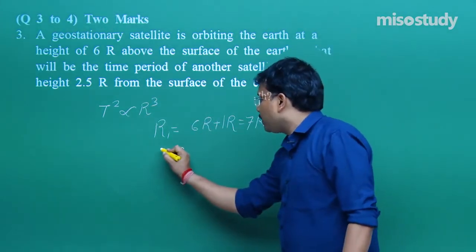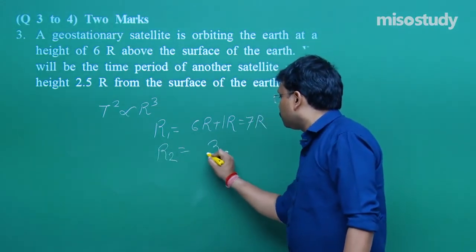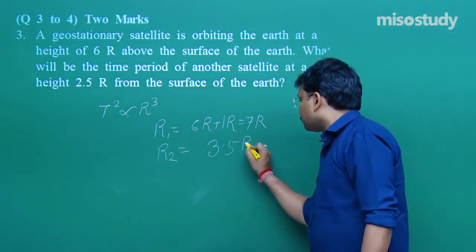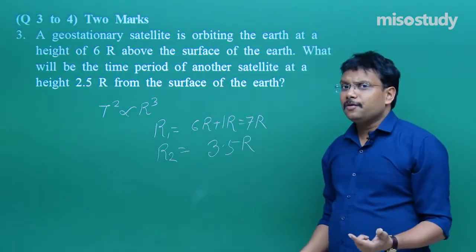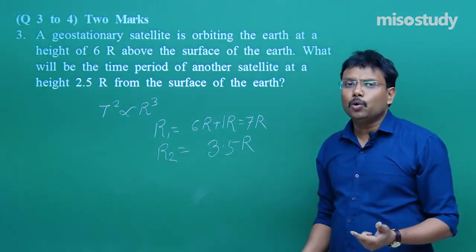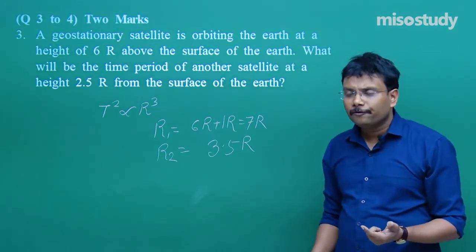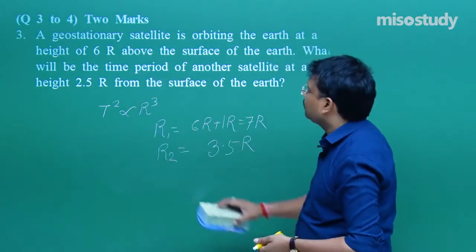Similarly, this 2.5r, so R2 is equal to 3.5r. Now again use the same formula, T1 upon T2 is equal to R1 upon R2 whole to the power 3 by 2. Fine. So here the calculation is simple. I will use this result.